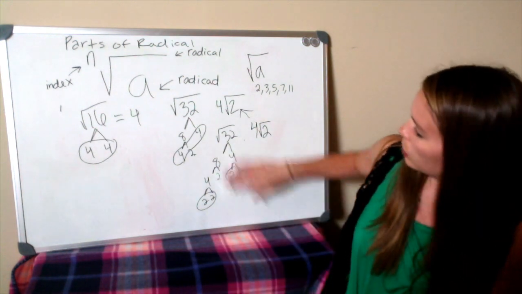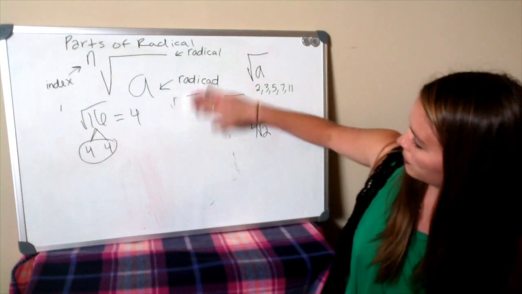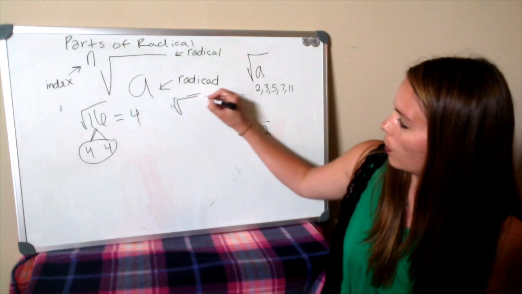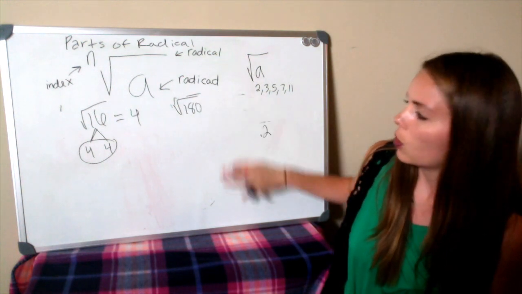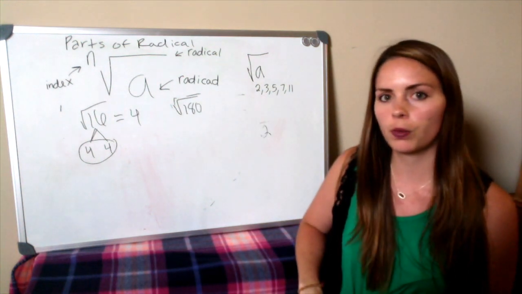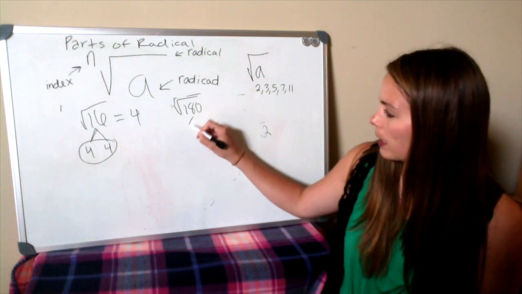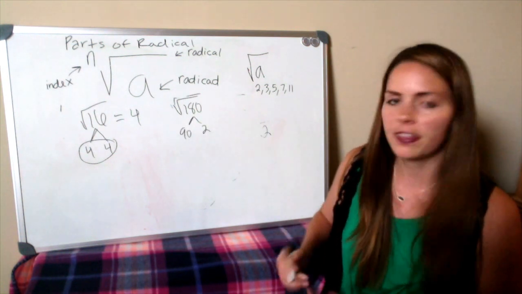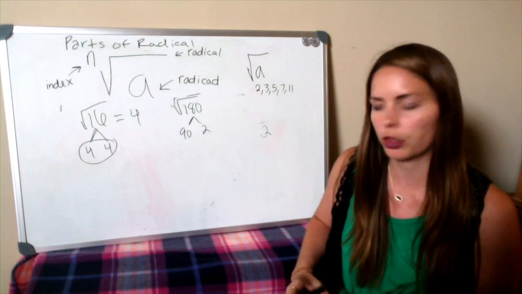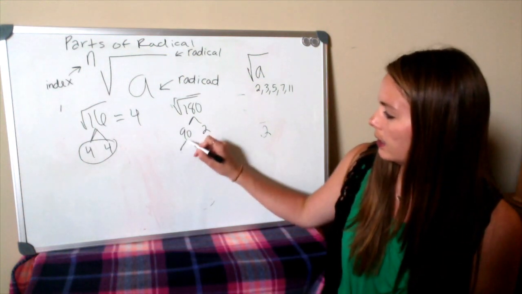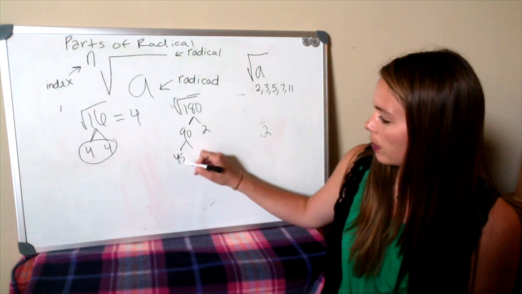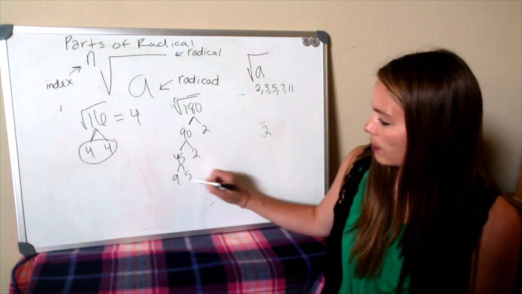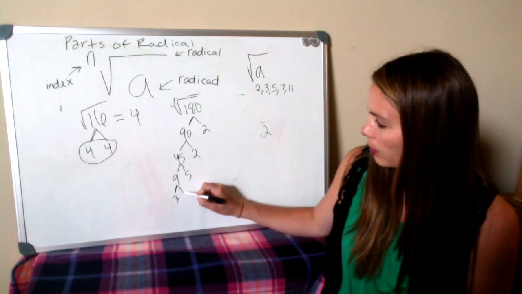Now moving into other examples, let's try square root of 180. What breaks down to 180? And there are multiple things. I'm going to just start with something easy, 90 and 2. If you can't think of anything, a lot of times try 2 or 3. And then 90, you could do 45 and 2. 45, you could do 9 and 5. 9, you could do 3 and 3.